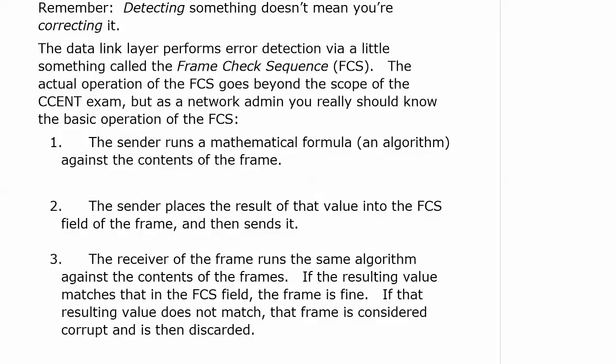Now, the real details of this operation do go beyond the scope of the CCENT and the CCNA exams, but I want you to know the basic operation of the FCS. The first one is where the sender of the frame runs a mathematical formula and algorithm against the contents of the frame. Secondly, the sender will place the result of that value into the FCS field of the frame and then sends it. There's a little frame check sequence reserve spot. Sender puts that value right in there, sends the frame.